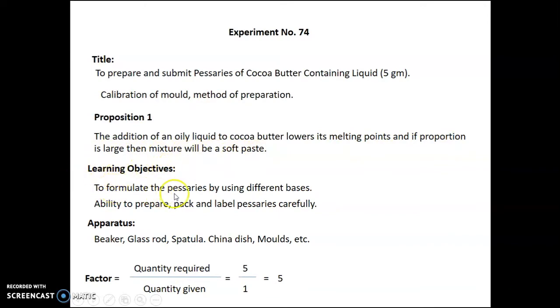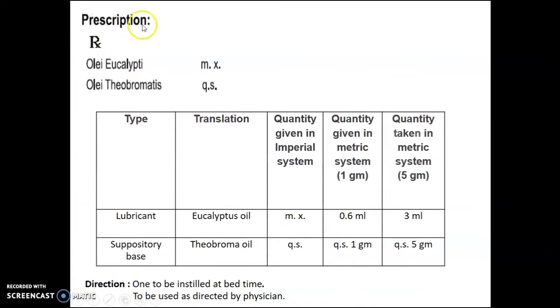Learning objectives are to formulate the pessaries by using different bases and to be able to prepare, pack and label the pessaries carefully. Apparatus required are beaker, glass rod, spatula, china dish, mold, etc. Factor is calculated as quantity required upon quantity given, which is 5 upon 1, that is equal to 5. This is the prescription, denoted by the symbol Rx. We have the prescription given in Latin terminology.